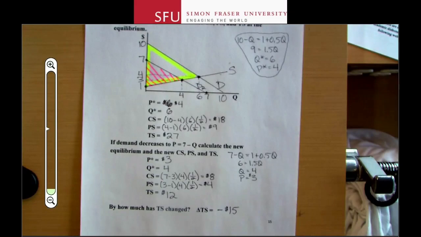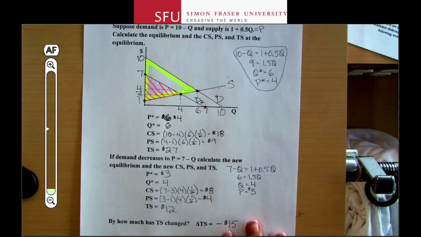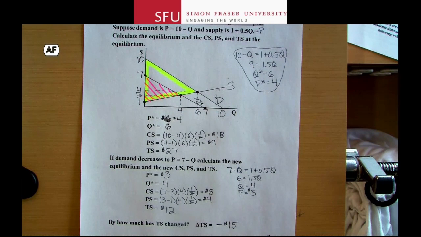Okay, now in this case, because the demand decreased, consumers were then getting less benefit from the good, and so then the total surplus decreases, or the net benefit for everybody decreases. But the market is still efficient. So a market is efficient as long as it's at the equilibrium.